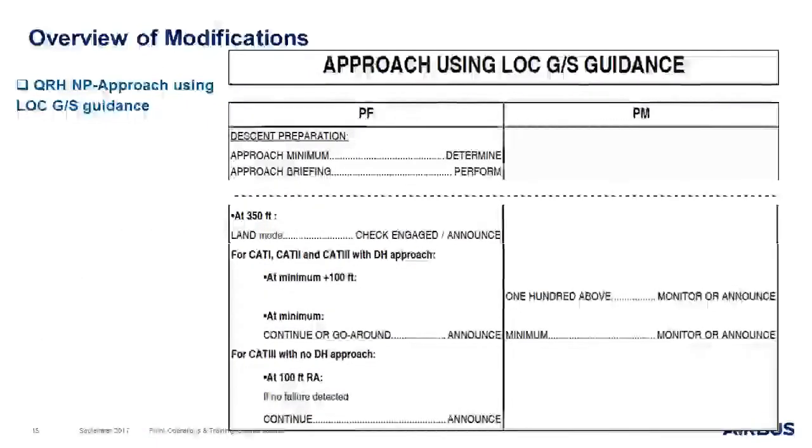So we have created, in the approach using LOC LIGHT SLOPE guidance, some lines to cover CAT2, CAT3 operations. So we find approach minimum determined and approach briefing performed. At 350 feet, check that the land mode is engaged. For CAT1, CAT2, CAT3 with DH approach, the decision to continue or go around is based on visual references. For CAT3 with no DH approach, the call-out continue is made at the alert height, 100 feet for A320 in this example.